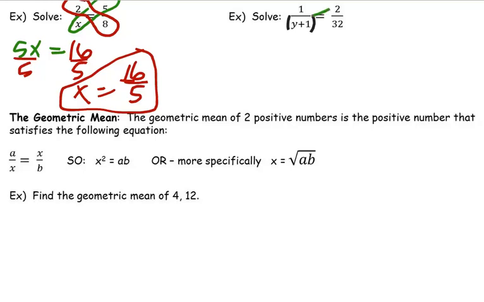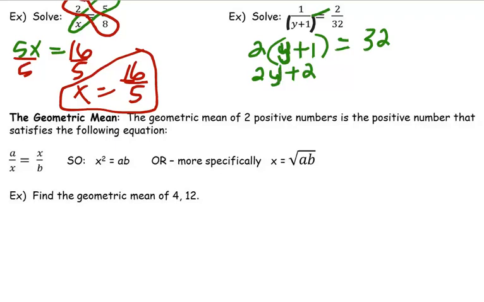Okay, so let's do 2 times (y plus 1), and it needs to be in parentheses because I have to multiply both of those terms by the 2. And that's going to equal 1 times 32, which is 32. So when we distribute the 2, we're going to get 2y plus 2 times 1, which is 2, and that's where you have to be very careful not to forget you've got to distribute that number.